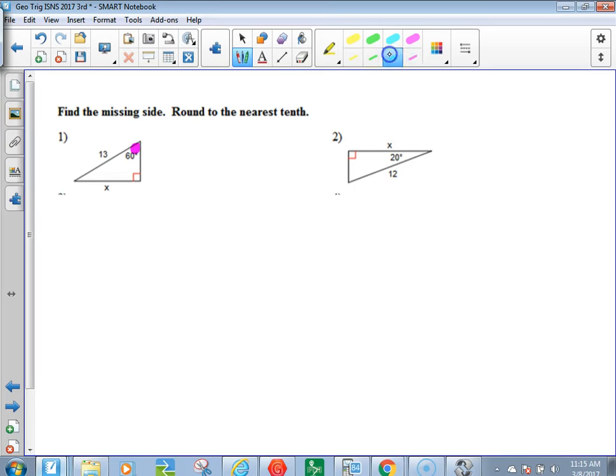Okay, first thing, hypotenuse, across from the 90. Then say from the angle, what is X? Is it opposite or adjacent? Yeah, opposite. Yep, adjacent. Opposite.